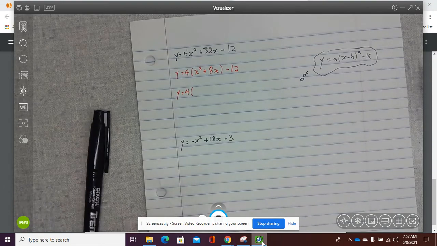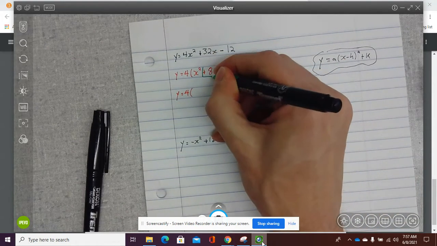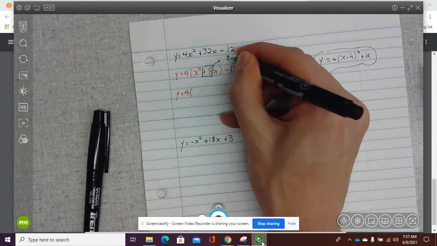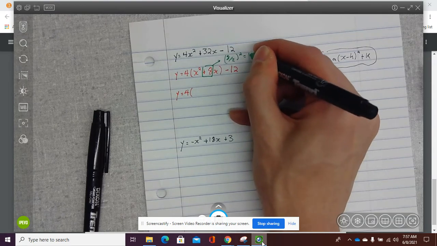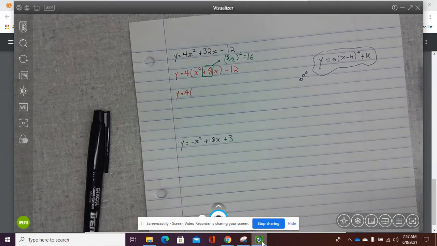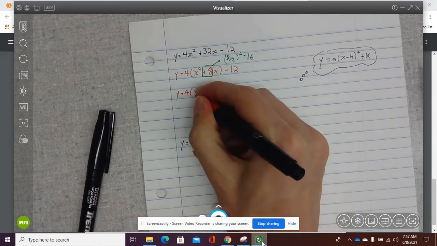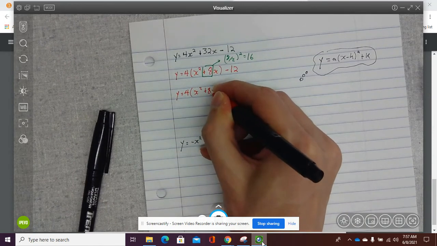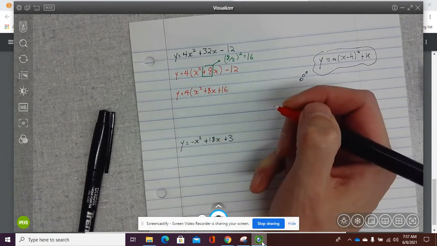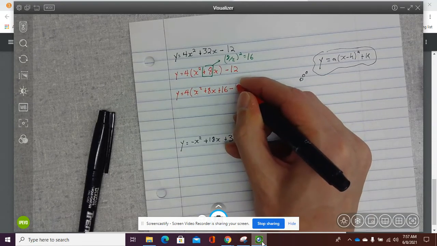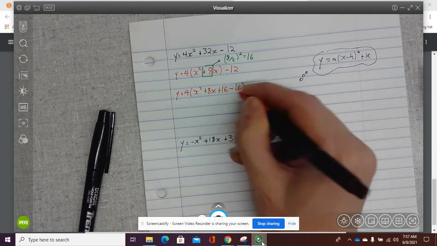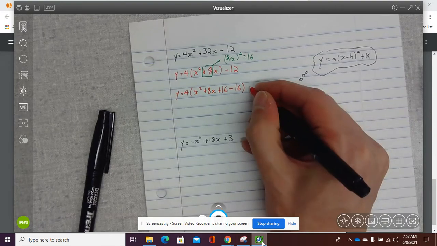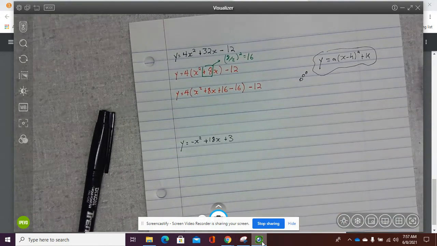So I'm going to take half of this middle term, so half of 8, and then square it. Half of 8 is 4. 4 squared is 16. So again, I'm creating that perfect square trinomial by adding 16. Of course, I can't just add a number, it will change the equation, so I'm going to take it away immediately. So I've got plus 16 minus 16 all within the brackets. And then I've still got the negative 12 on the outside.